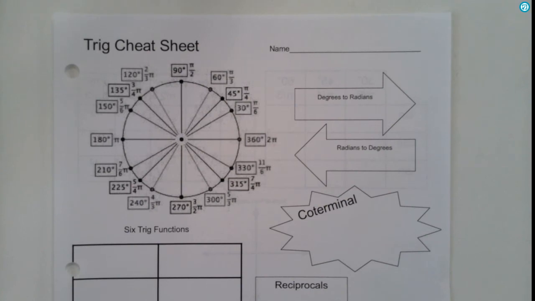So, first thing I've got on here is a really, really blurry circle with all of our degree and radian measurements on it, because I am not in the business of making you rethink that in your head 1,000 times. So, why is it so blurry? Because I copied and pasted it. It wasn't blurry when I copied and pasted it.